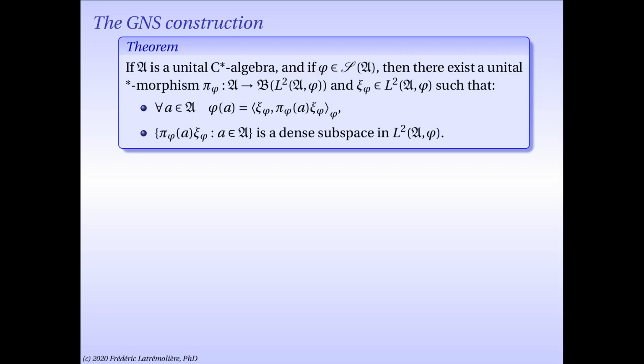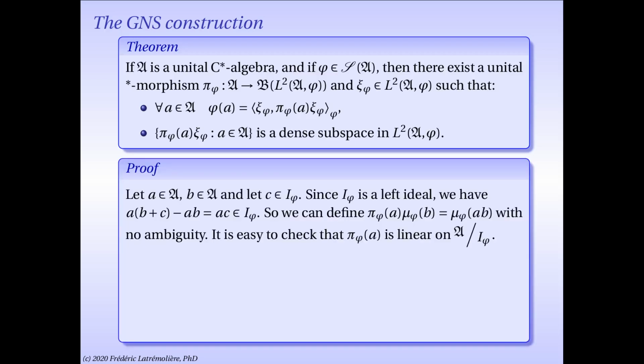If you call this unital star morphism pi sub phi, there exists a special vector psi sub phi in this L2 Hilbert space, such that for any A in the C star algebra, phi of A, the state that you chose, evaluated at A, is calculated as a vector state, as the inner product of the special vector psi sub phi and pi sub phi of A applied to that special vector psi sub phi. So every state of a unital C star algebra is a vector state in the sense of physics. And second of all, if you look at the set of vectors you obtain by taking this special vector psi sub phi and applying to it pi sub phi of A for A ranging over all your C star algebra, then this set is actually a dense subspace of your L2 space.